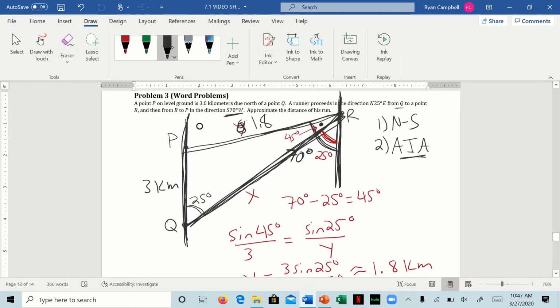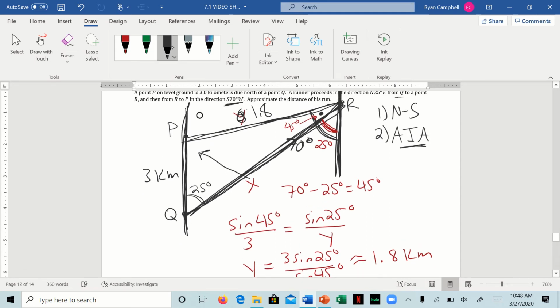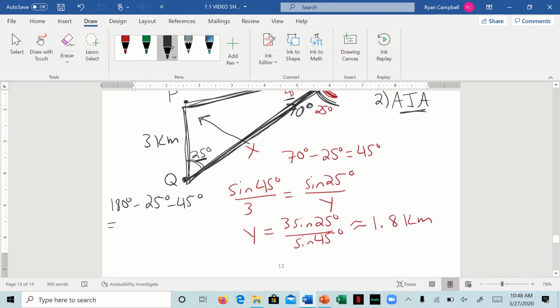Across from X, if we're going to use law of sines, which is probably what we need because we don't have any right angles, that's going to be this angle. So we need to figure out what that angle is. Since we have a triangle right here, we know that one angle is 25 degrees, one angle is 45 degrees. So we can do 180 minus 25 minus 45, and we end up with 110. So this angle is 110 degrees.